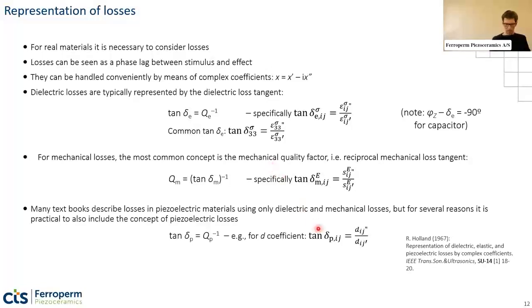And finally, you can do the same for piezoelectric losses, where you'd use a piezoelectric coefficient expressed as a complex number in order to find the loss tangent. Or otherwise, you could also use a piezoelectric quality factor, which is the reciprocal of the loss tangent. And that is similar to the other cases. You may also choose to use quality factors, which are reciprocals of the loss tangents.